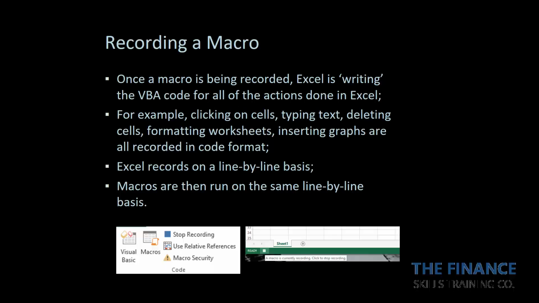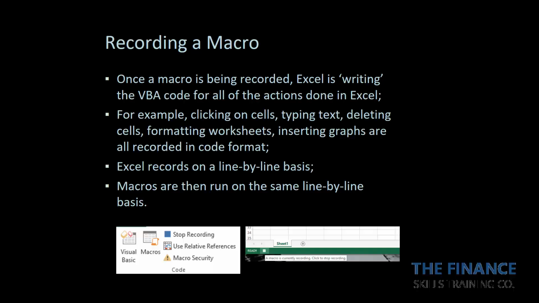So when you record the macro, it is very important to remember that Excel is writing the VBA code for all of the actions done. And literally everything that you do once you're recording a macro is being recorded. So if you make a mistake and you type something into a cell and then delete it, Excel actually records that. It types something into the cell and then deletes it. So what's very useful when recording macros is to perform a practice run. Perform a practice run, make sure that you get the steps correct, and then record the macro.